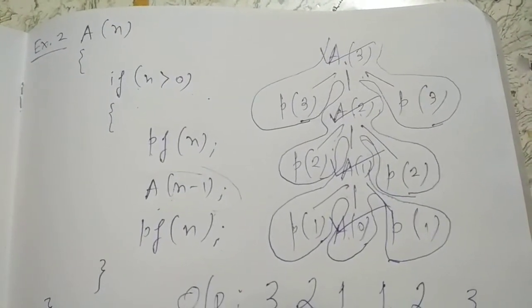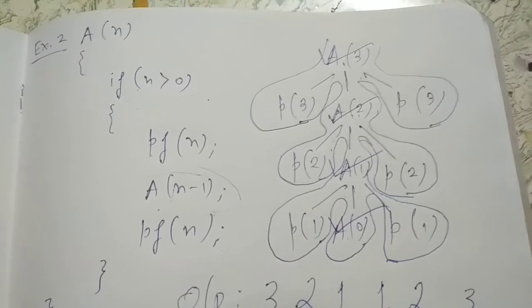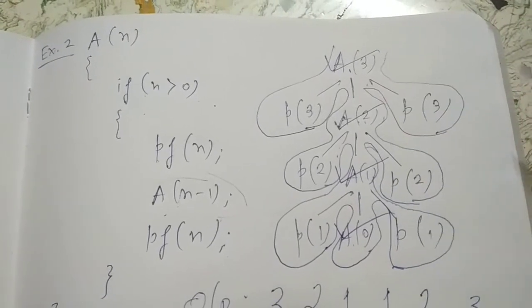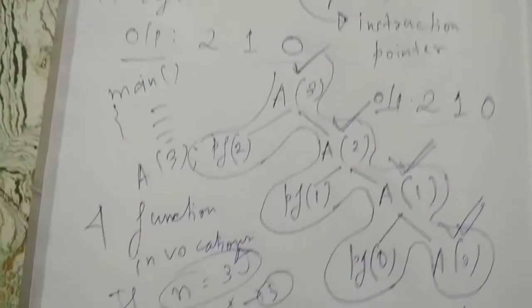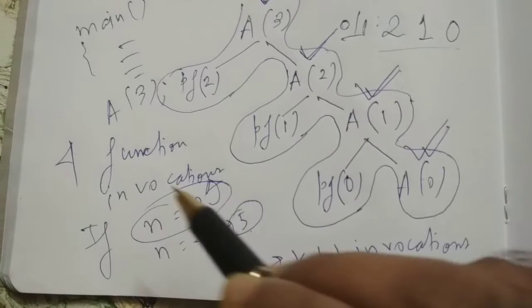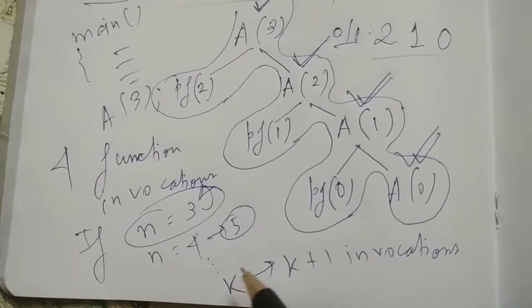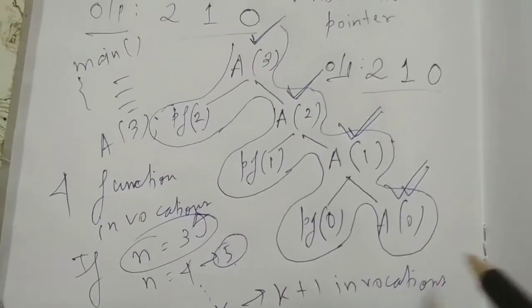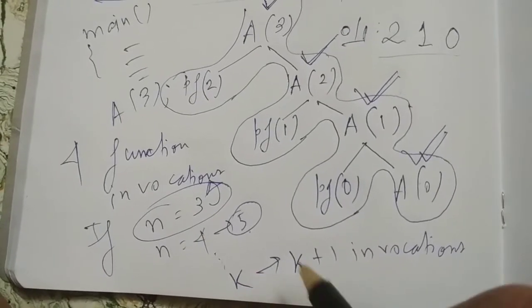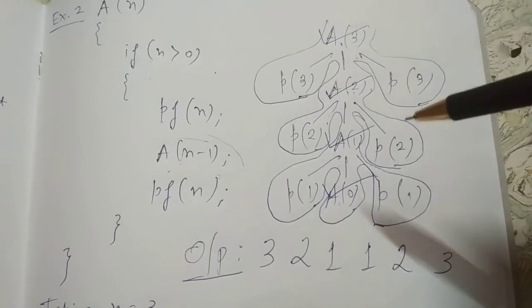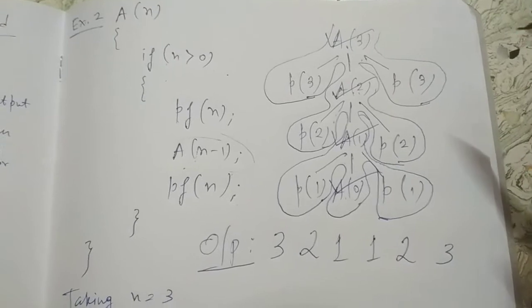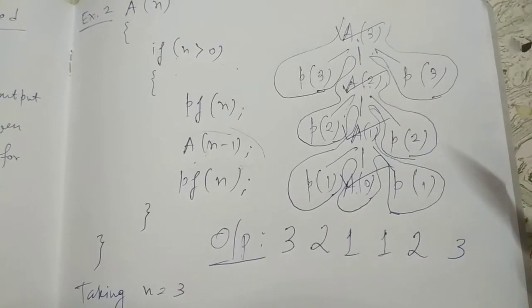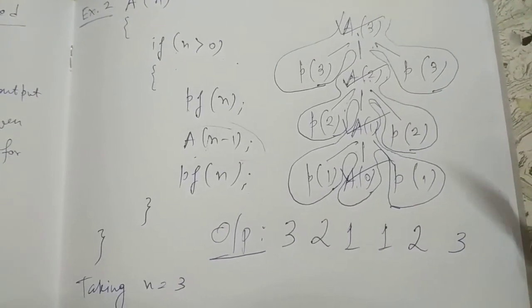That means for a value of k, I have to make k plus 1 function invocations, like we saw in the previous example. If you remember that example, we made 4 invocations for n equal to 3. So we can say that for n equal to k, we have to make k plus 1 invocations. Similarly, here also we can see that for n equal to k, we have to make k plus 1 invocations. So this is how you would trace out a recursive function. I'll take up another example.